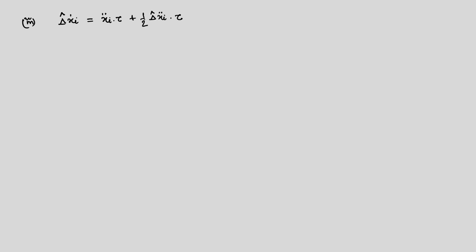Now, if you follow the same approach, we can also write down delta x_i hat. So, what is that quantity? It is x_i dot tau plus half x_i double dot tau square plus 1/6 delta hat x_i double dot times tau. So, this was the expression that we derived. So, we get our fourth equation.